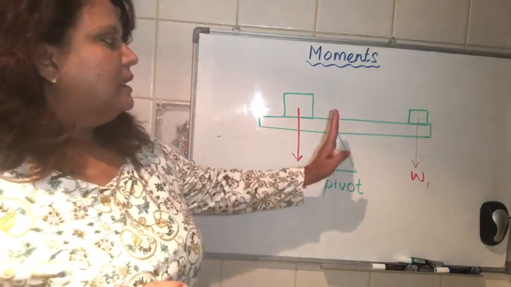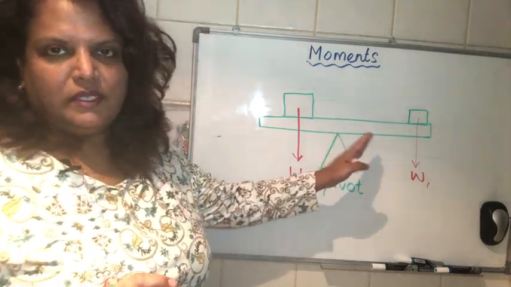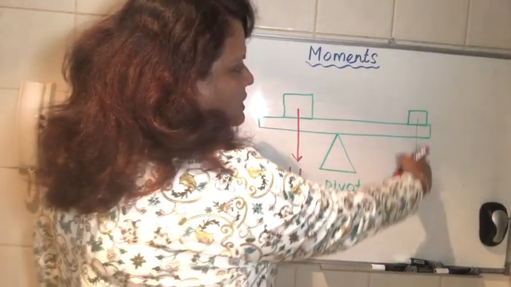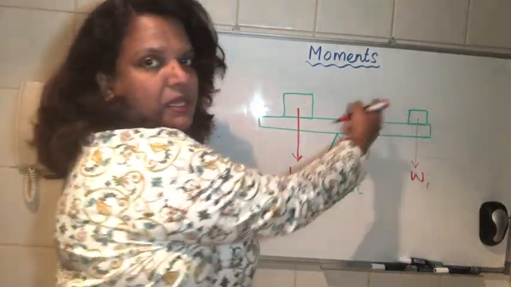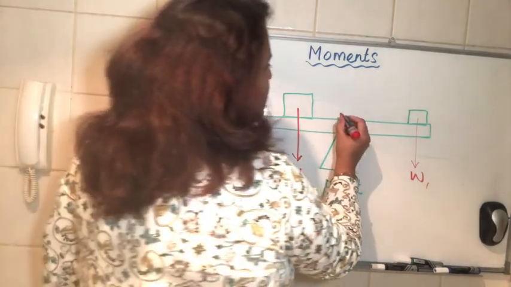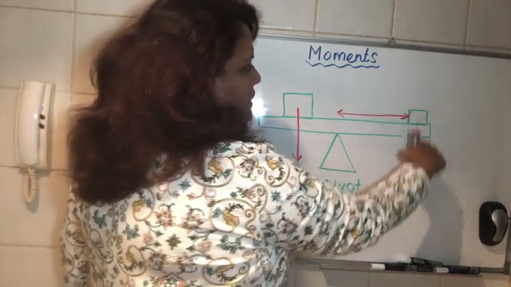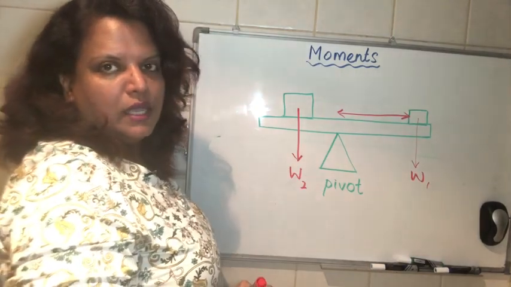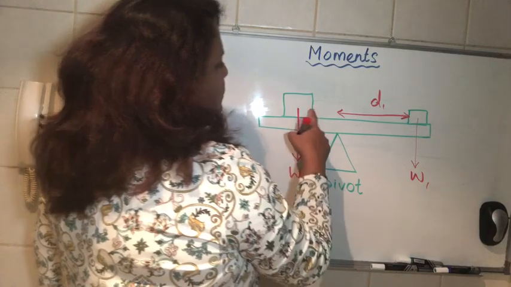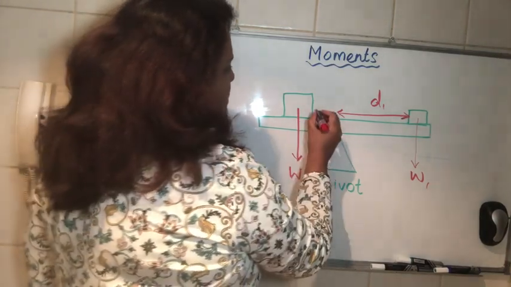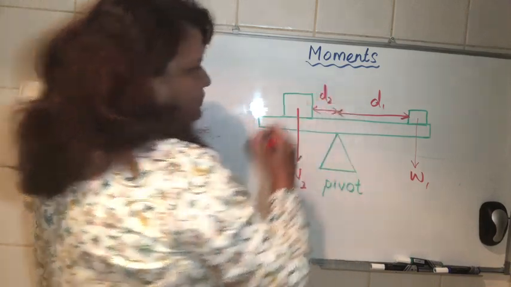Now here the pivot is in the middle, so you take the distance from the pivot. Okay, since the force is acting here, you note this is the distance which is again perpendicular to the force, right? See, this is the distance that you need to measure. So you can see the distance and the force are perpendicular to each other. Now say if this is D1, and what would the distance that you need to measure for this particular weight or the force? It's D2.